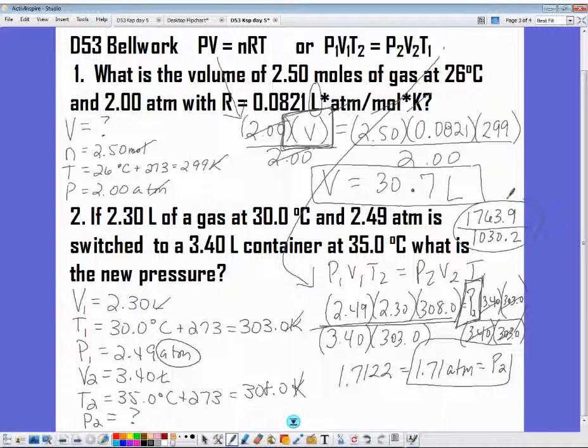Okay, is everybody with me? What's the thing in the box? I just told you. What is the thing in the box? I was trying to write really small. It says P2 times V2 times T1.